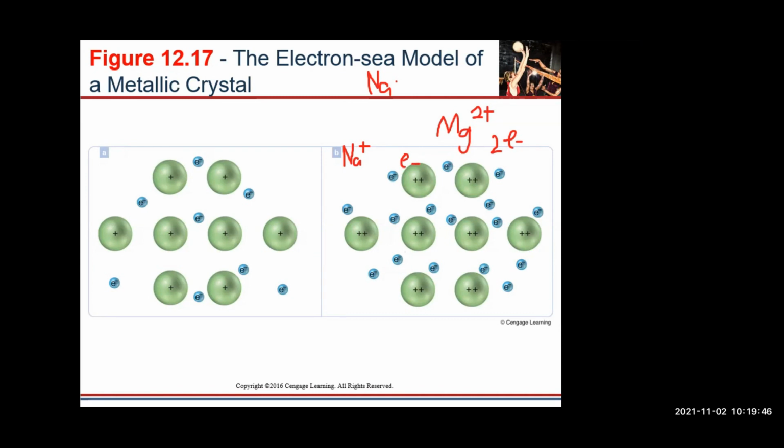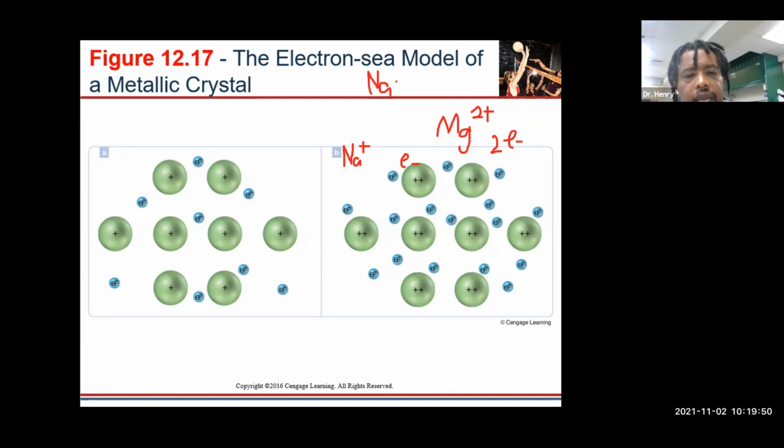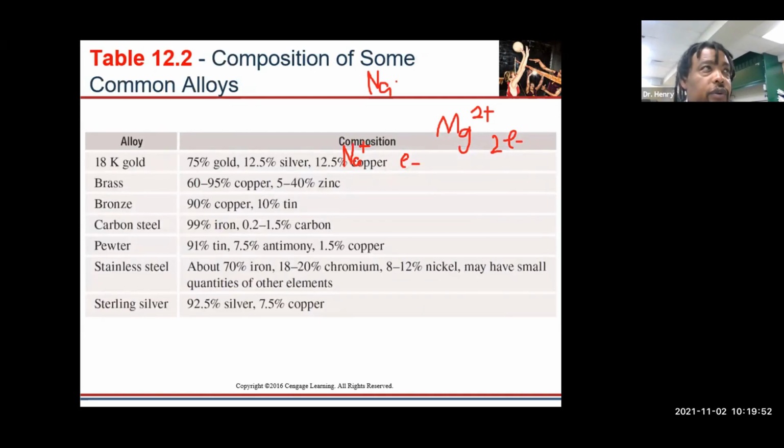Okay. So a lot of the alloys that we use in real life, like 18-karat gold, are just a mixture of metals, and they use this process of electron delocalization. Here, 18-karat gold is 75% gold, 12.5% silver, and 12.5% copper. Brass is also an alloy, which is just 60 to 95% copper and 5 to 40% zinc.